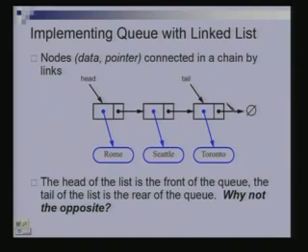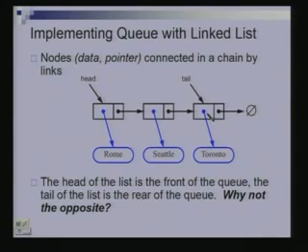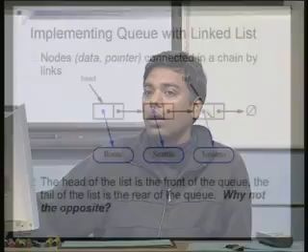Right. Now, if I am going to use a linked list to implement a queue, then the question is whether this should be the front of my queue or this should be the front of my queue. Yeah, which should be the front of my queue? The head of the list has to be the front of the queue, right. The tail of this list cannot be the front of the queue. Can someone tell me why the tail of the list cannot be the front of the queue?